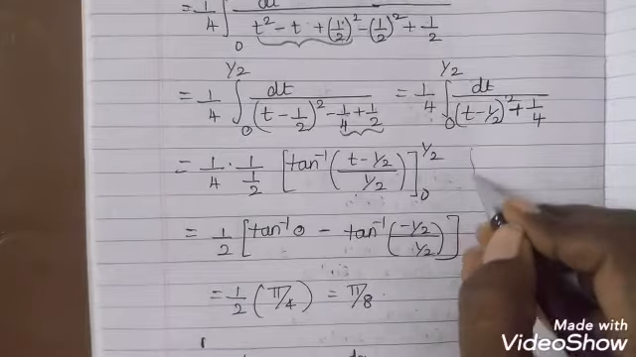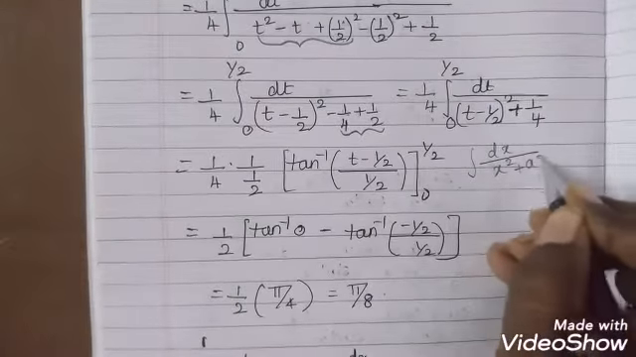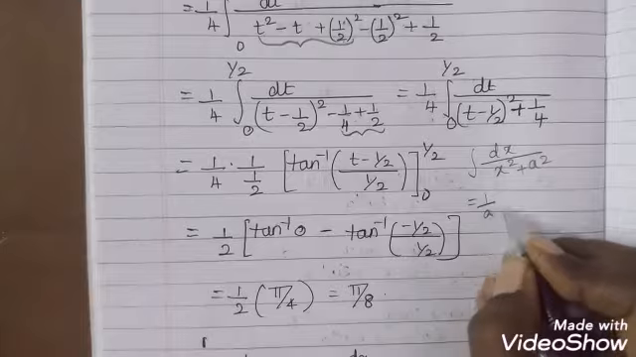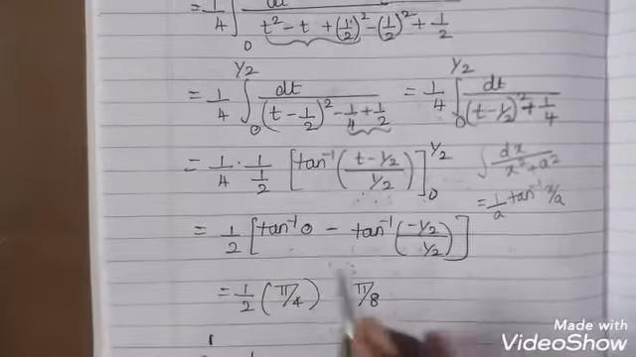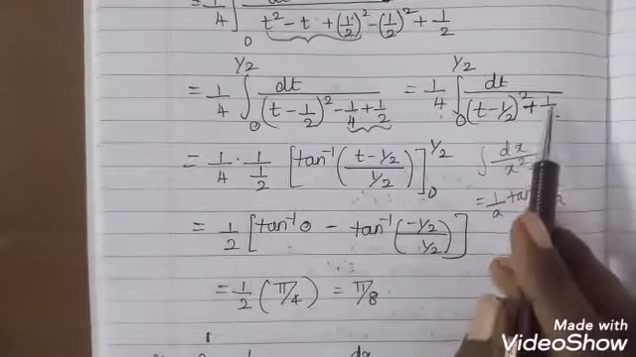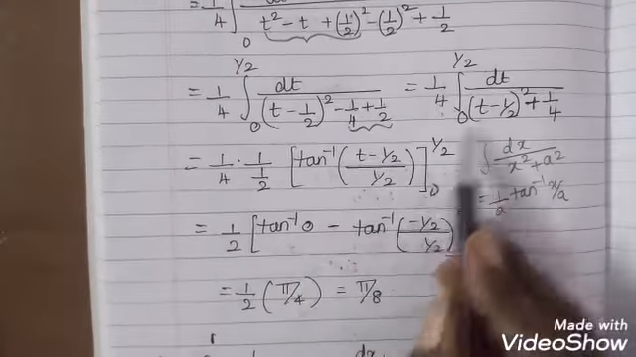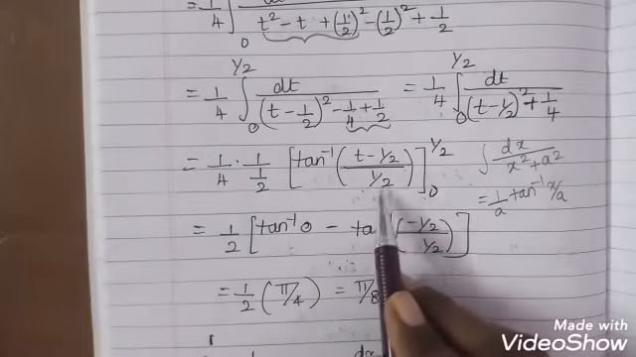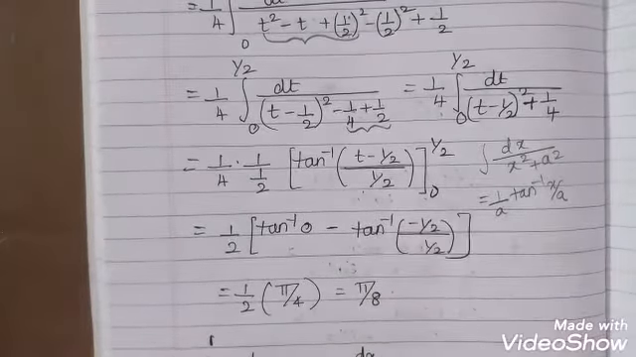So what's the formula I'm going to use here? Integral of dx divided by x square plus a square. What's the formula you get here? It's 1 by a into tan inverse of x by a. This is the formula you get. So it's 1 by 4. 1 by a is what? It's nothing but 1 by 2 into tan inverse of (t minus 1 by 2) divided by a. What's the value of a? It's 1 by 2, over the interval 0 to 1 by 2.